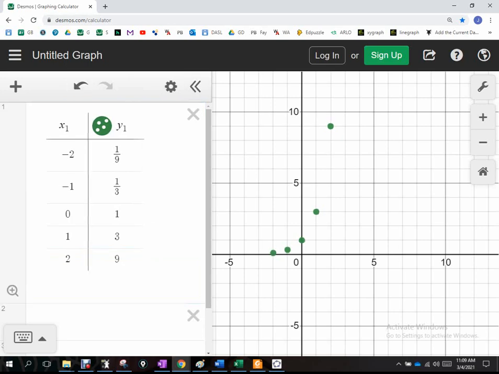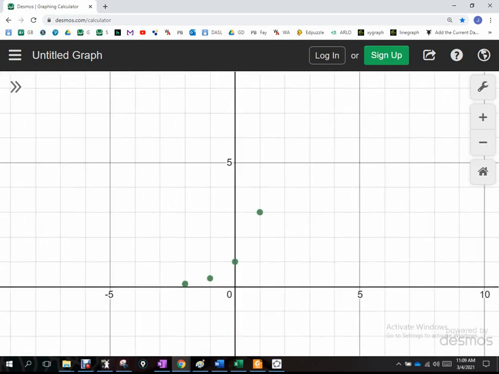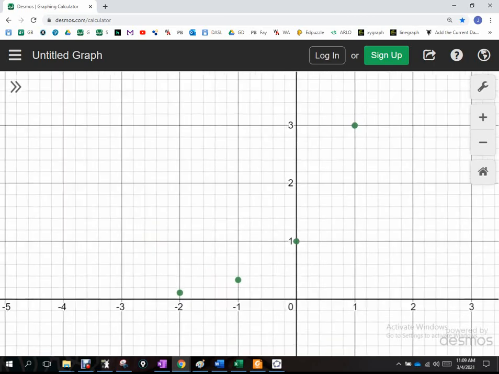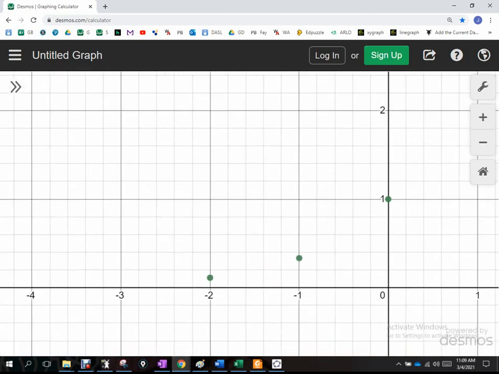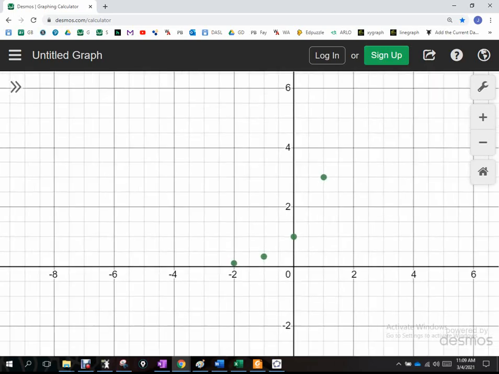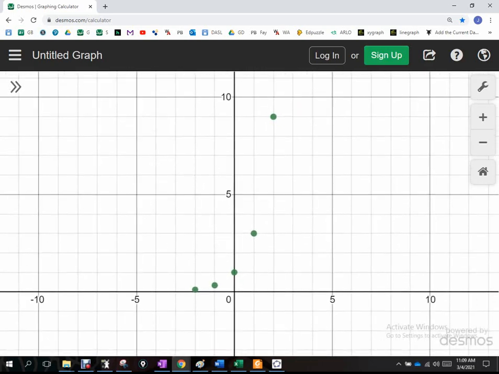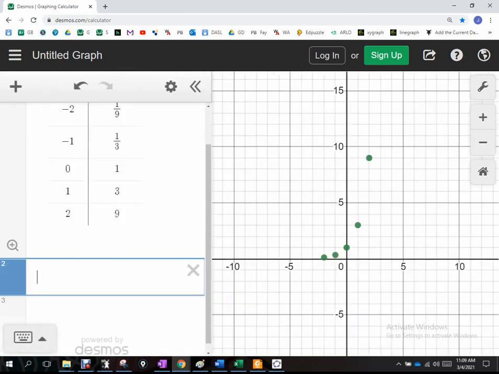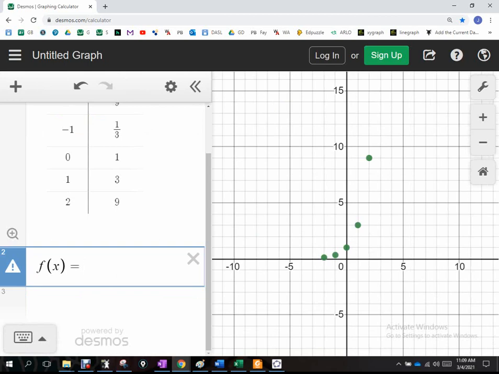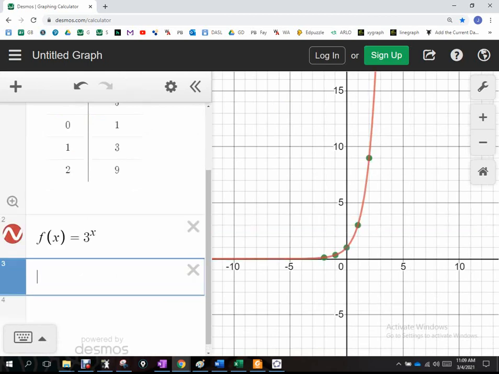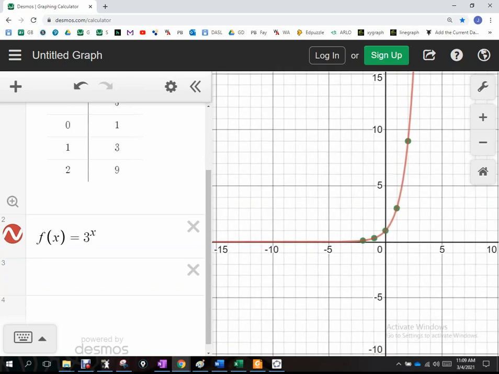Are those points there? This eliminates the human aspect of things. Now I didn't have to guess where 1/9 was, right? It automatically puts it where it should go. Same thing here, but we see those are the exact same points that we graphed by hand. So now if I put f of x equals 3 to the x, that's the graph, right? Now it's a smooth graph.